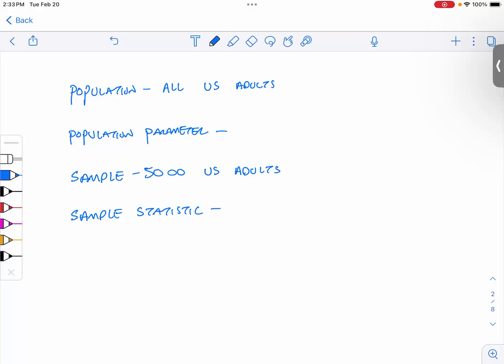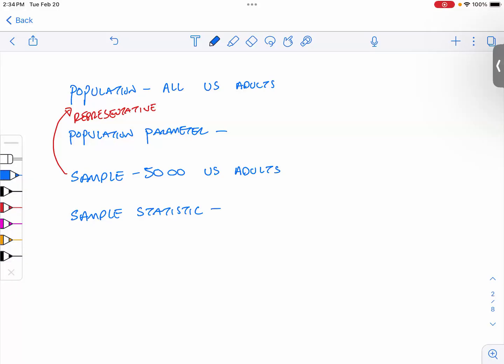So 5,000 US adults representing all US adults. And that's the big thing here. This is representative. And that's a key word for us, because representative means that there is no bias in the data. If it represents what you're looking for, then our sample is a good sample of the overall demographic we're trying to generalize to. And from those 5,000 US adults, we want to calculate something.